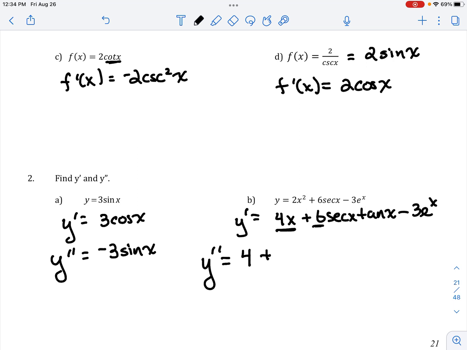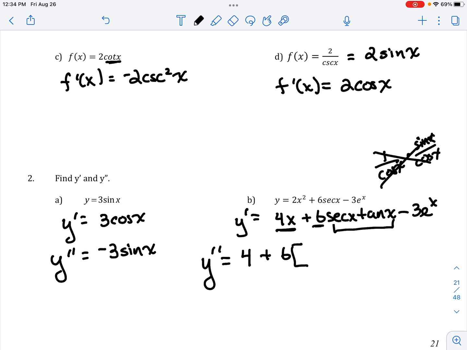The 6 is going to stay in front of everything, but I do have to use a product rule on secant tangent. Now, if you want, let's try to see if it cleans up at all. So secant is 1 over cosine. Tangent is sine over cosine. So it doesn't look like it cleans up. So I'm just going to leave it like this and use my product rule.